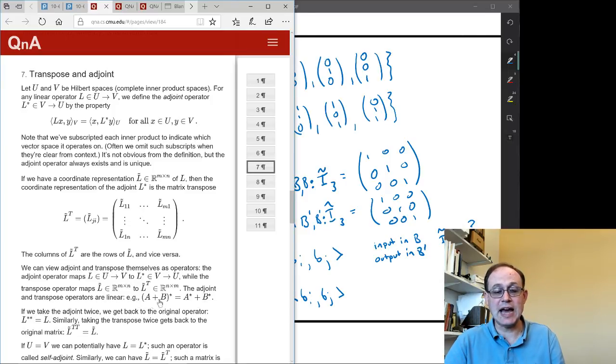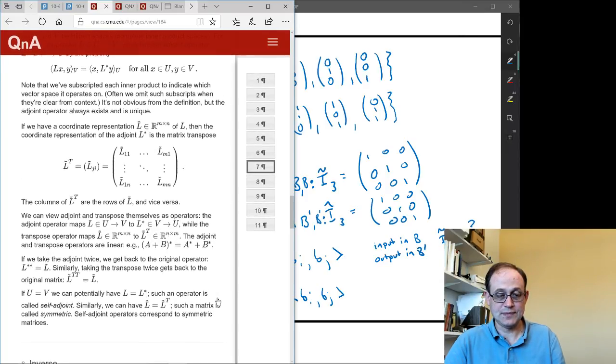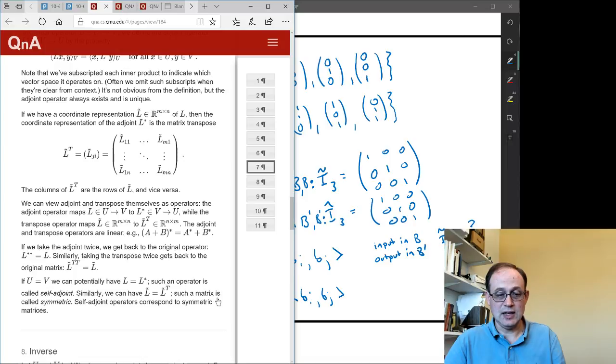And these are in fact linear operators. So for example, the adjoint of A plus B is the adjoint of A plus the adjoint of B. Let's see, adjoint and transpose both are their own inverses. In other words, if you take the adjoint twice, you get back to the original operator, and if you take the transpose twice, you get back to the original matrix.